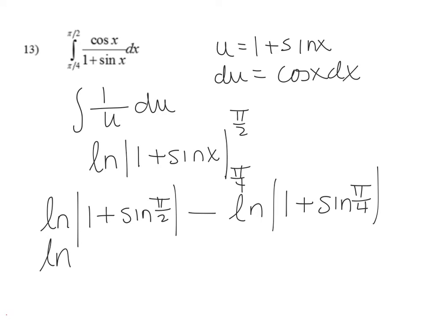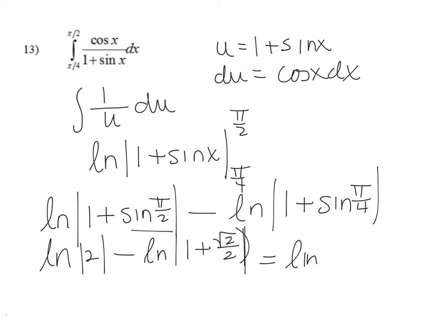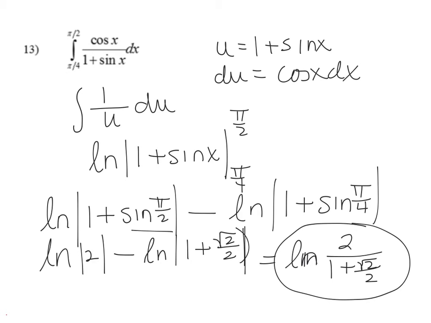All right. The sine of pi over 2 is 1. So 1 plus 1 is 2. 2 is always positive, so I don't really need the absolute value. Minus, then I have the natural log of 1 plus the sine of pi over 4, which is square root of 2 over 2, which also is always positive. And so my final answer is, using the quotient rule, the natural log of 2 over 1 plus square root of 2 over 2, which is a constant value, which I could put in a calculator and write a whole bunch of decimals. But that's how that goes.